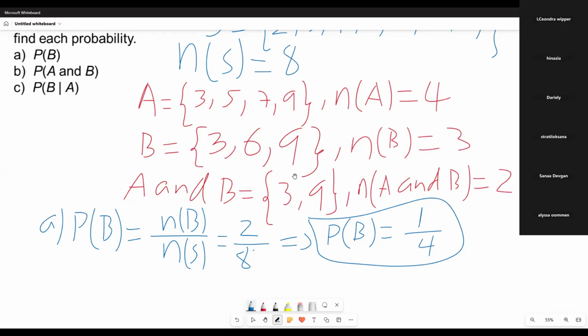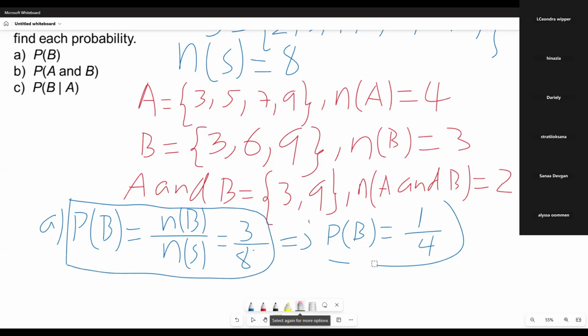Professor, I'm confused. Isn't N of B equal to 3? Yes, you're right. This is just 3 over 8. Thank you. So let me just remove this. It's 3 over 8. I know I have to do this. Okay.